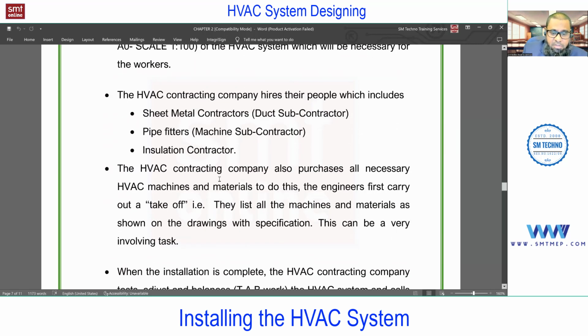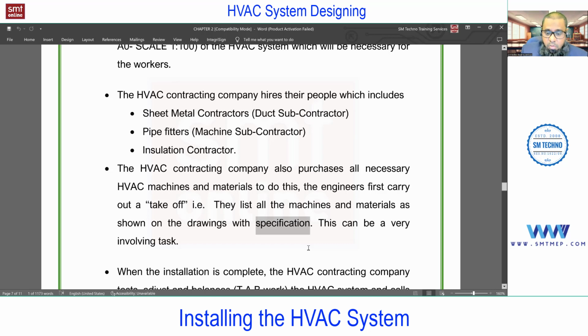Next, the HVAC contracting company also purchases all necessary HVAC machines and material. To do this, the engineer first carries out a material takeoff, nothing but estimation. And in this training program, we are offering these estimation video classes also with the complete tower project. This is also important, and it's a lengthy task. It means, you see, they list all the machines and material as shown on the drawing with the specification. This is very, very important. You must follow the specification as per the requirement of the project.